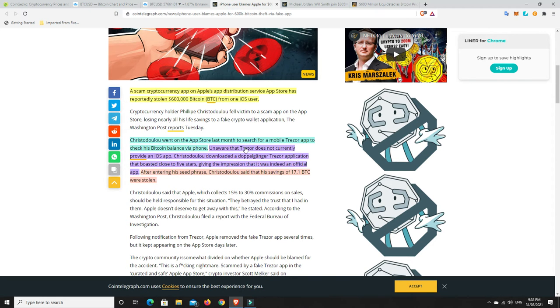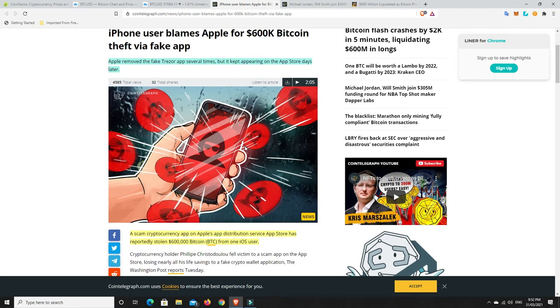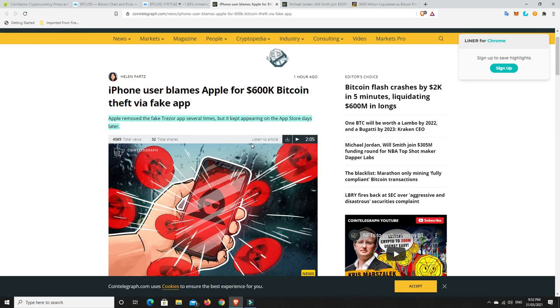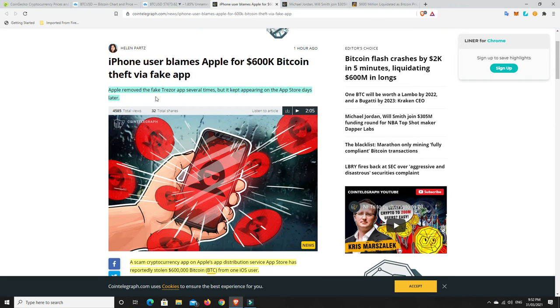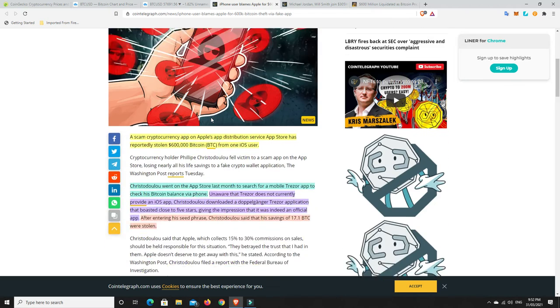All right, so this one though, and this is really sad. Scam apps on Apple. So the actual Apple Store. Be very, very careful about what you download. So I'll read on. Apple removed the fake Trezor app several times, but it kept appearing on the App Store days later. So I don't know what's going on here. They really need to check that because someone has lost a ton of money.